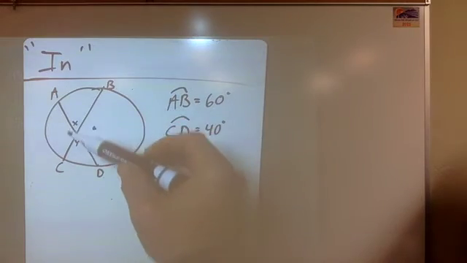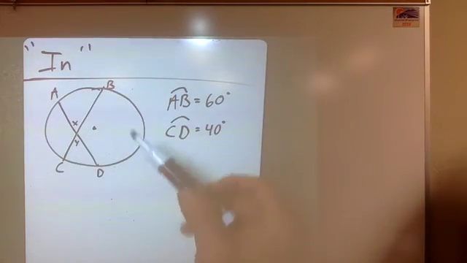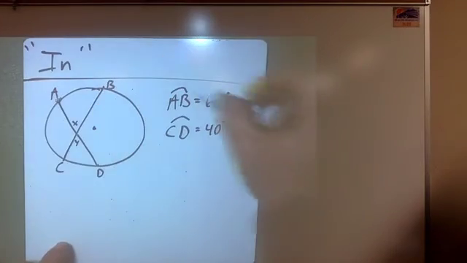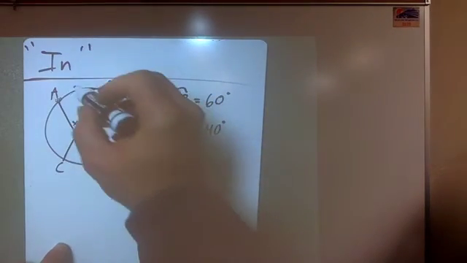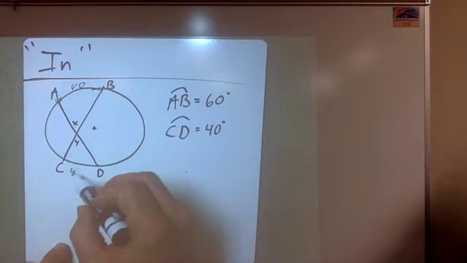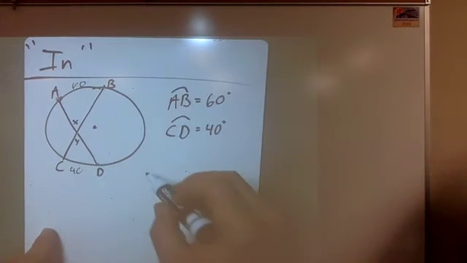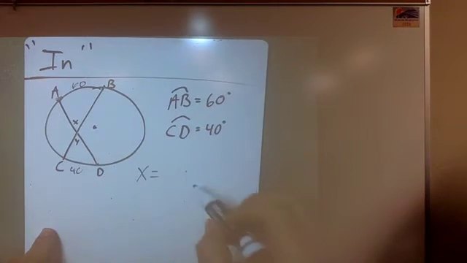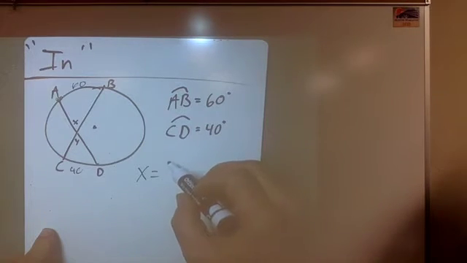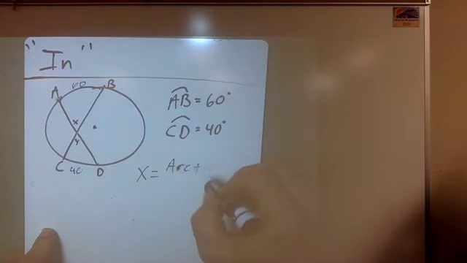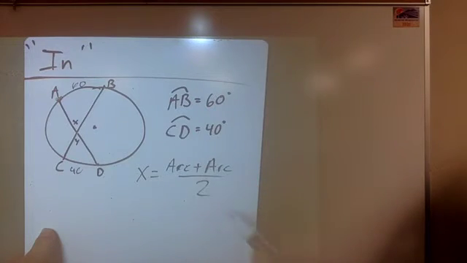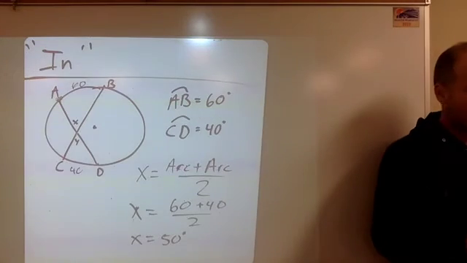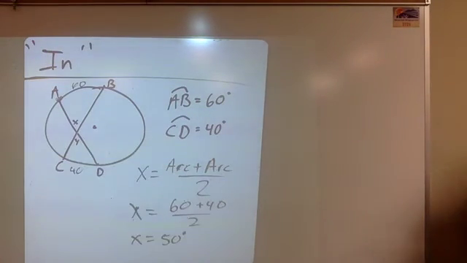What you need to know to figure out how many degrees are in those angles are what are the arcs. So that's what I give you over here on the right. This top arc is 60. The bottom arc is 40. So to figure out the angle that I'll call X, X is equal to arc plus arc divided by 2. In this case, our arcs are 60 and 40, which is 100, and 100 divided by 2 is 50. So that's how you figure out an angle inside of a circle.